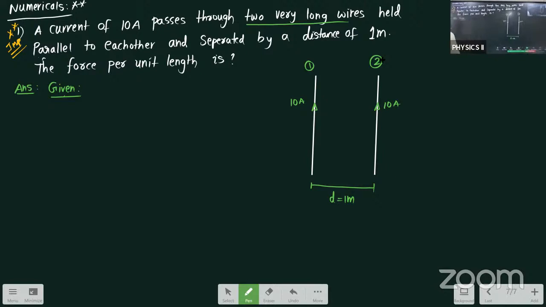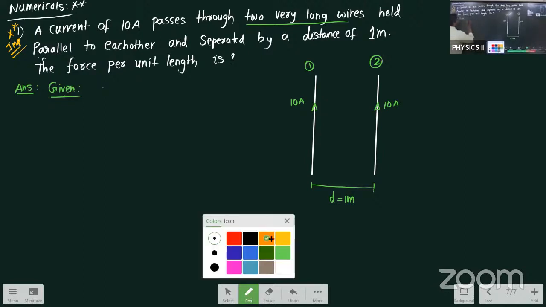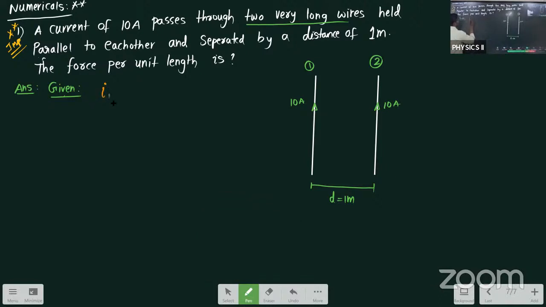And what is he asking you to calculate? He is asking you to calculate force per unit length. So what are the given quantities? Currents are given. I1 is equal to 10 amperes, I2 is equal to 10 amperes. Both the wires are separated by a distance of 1 meter. So these are the given things.